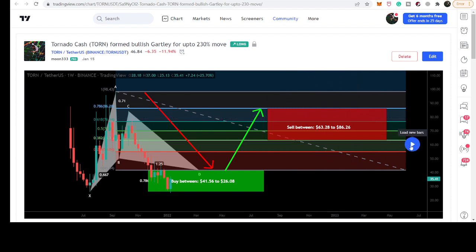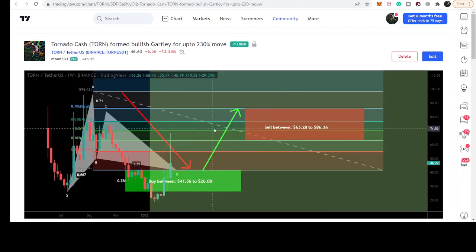Now I'm just going to play the chart. You can see that the price line for a while moved below this potential reversal zone but recovered very well very soon and rallied up to $68.40, and it has reached the sell targets.